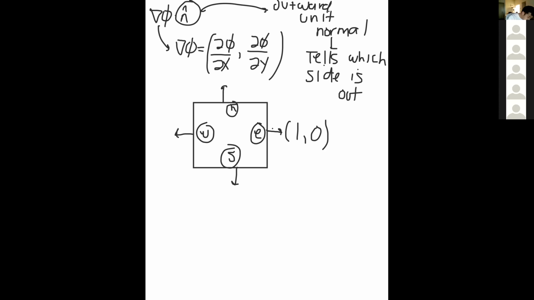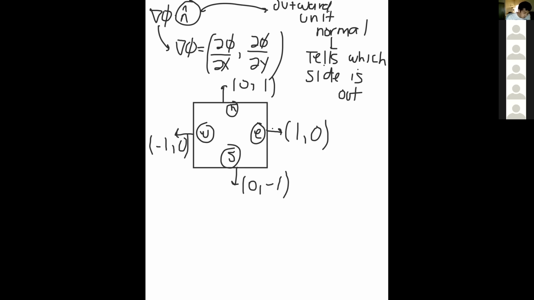On the north side, our normal vector is pointing up, so it's going to be 0, 1. On the west side, our normal vector is pointing left, so that's going to be -1, 0. And on the south side, our normal vector is pointing down, so it's going to be 0, -1.